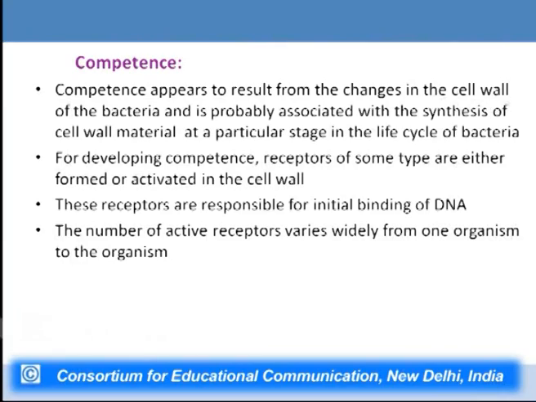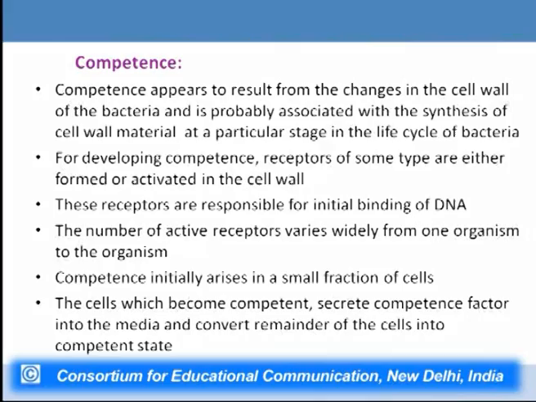The number of active receptors varies widely from one organism to another. There is a great variety in the number of receptors present on the cell wall from one species to another species. There is no fixed number for any of the species. There is a great variation in such receptors which are present in the cell wall of the organism.